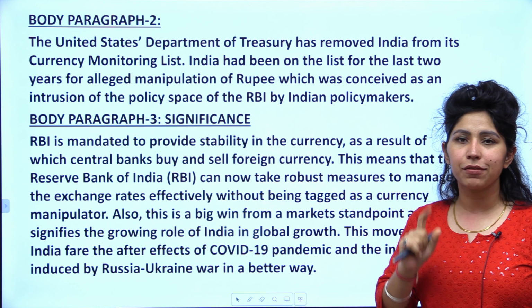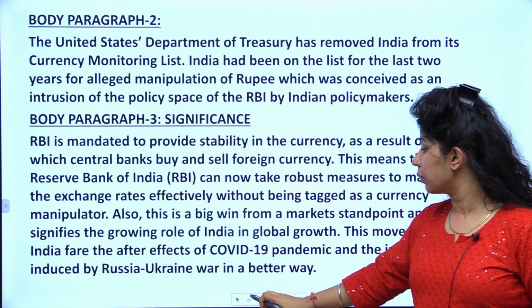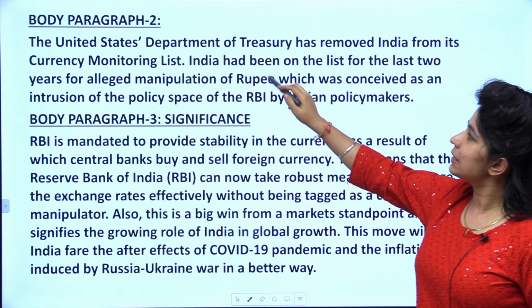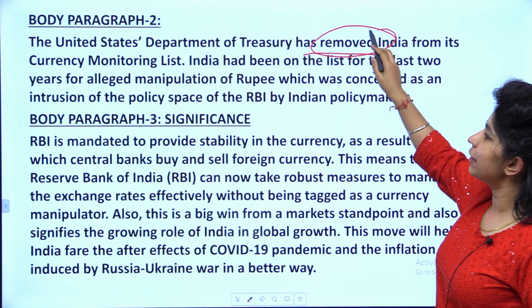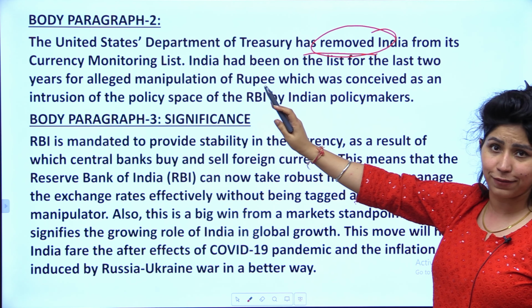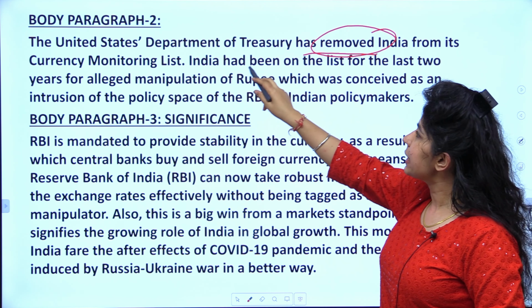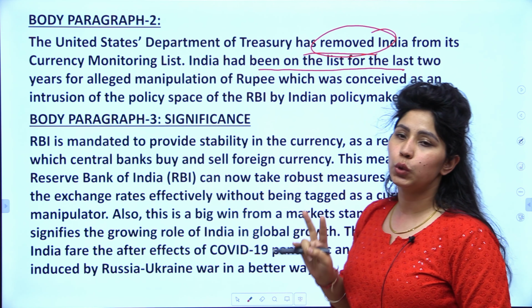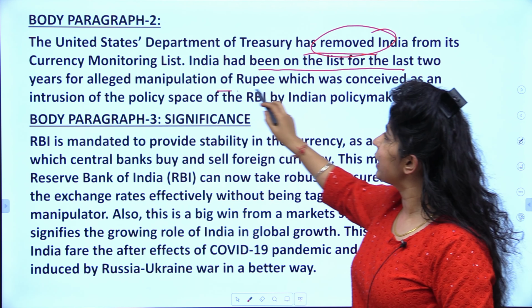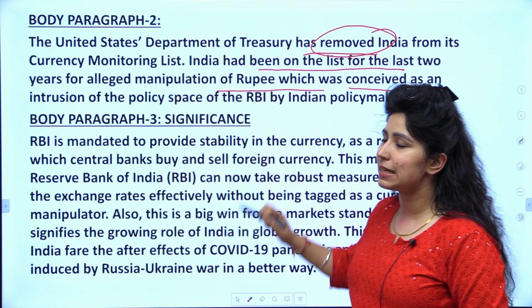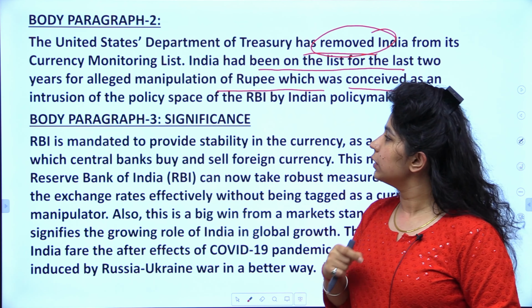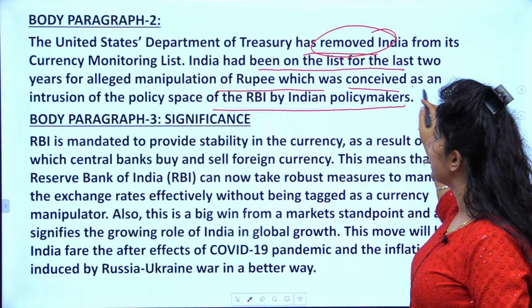We will give a brief 1-line historical background: the United States Department of Treasury has removed India from its currency monitoring list. That is the fact that we have been given. India had been on the list for the last 2 years for alleged manipulation of the rupee, which was perceived as an intrusion into the policy space of the RBI by Indian policymakers.